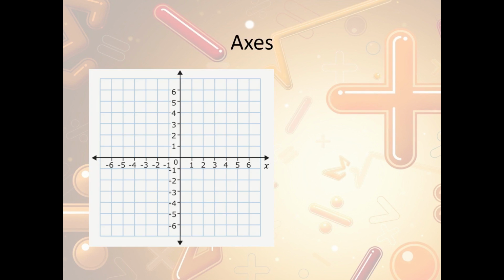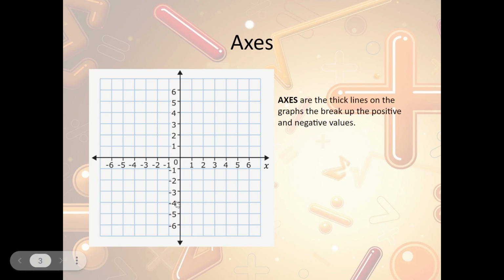Now let's take a look at axes. Within the coordinate plane, we should notice that there are these lines that break up the x and y's. The axes are the thick lines that break up the positive and negative values. So if we look here, we have our x's that go this direction, and we have our positives on this side and our negatives on this side. And they're broken up by this line here that represents the negative y's and the positive y's. So they break up each other and create positives and negatives in each of these boxes.